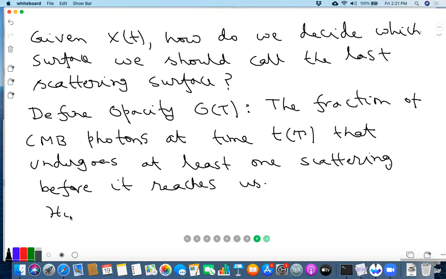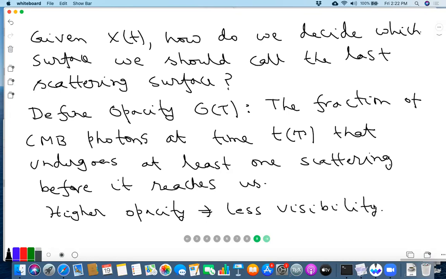So higher opacity means less visibility. Higher opacity means a higher fraction of the photons would have undergone at least one scattering before reaching us. So we can't really see that surface very well, because the photons are not coming directly from that region. So this we can actually calculate. Let me explain how this calculation goes.